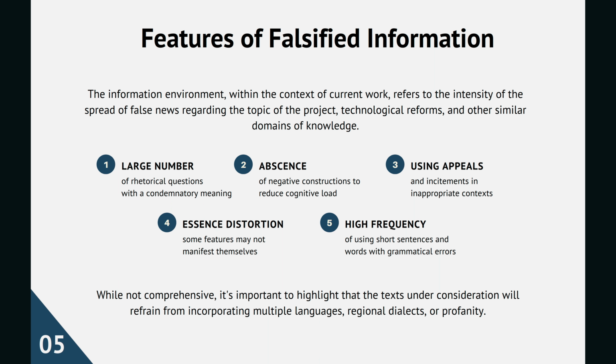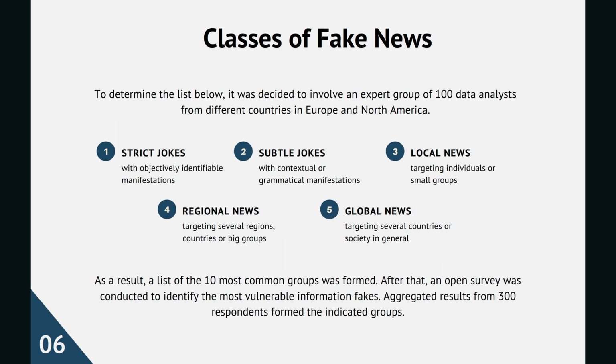It's worth noting that these criteria are not exhaustive, however they serve as a foundation for establishing targeted indicators which will be discussed further on. The first step of resolving the multi-classification task is to determine the main classes of disinformation. To determine this classification schema, an expert panel comprising 20 data analysts from various European and North American countries was assembled, ensuring geographical and institutional diversity. This systematic sampling approach yielded a comprehensive list of 10 predominant categories, which underwent further refinement through statistical validation.